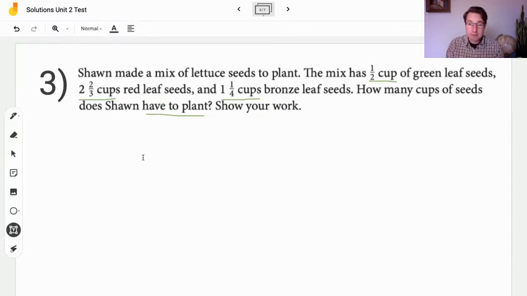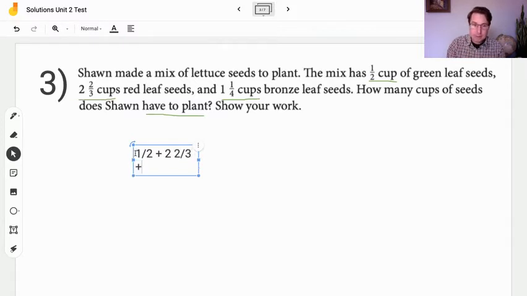Let's go ahead and write this out again. So I would like to have seen 1/2 plus 2 2/3 plus, I think it's always important right off the bat that you write out your equation, 1 1/4.